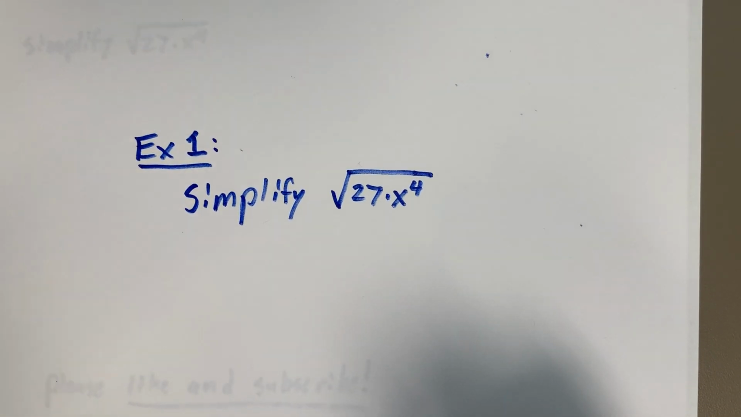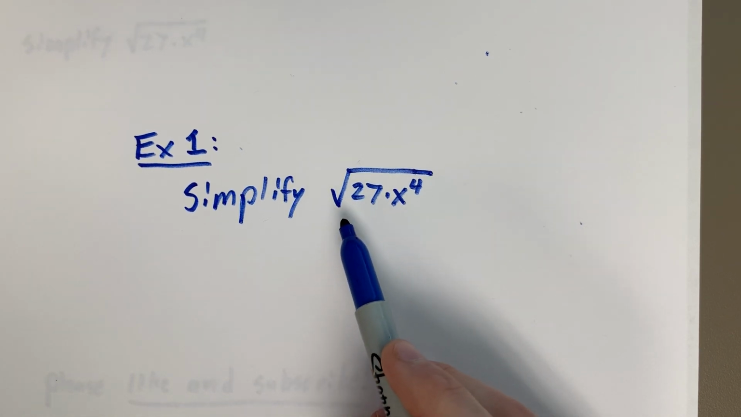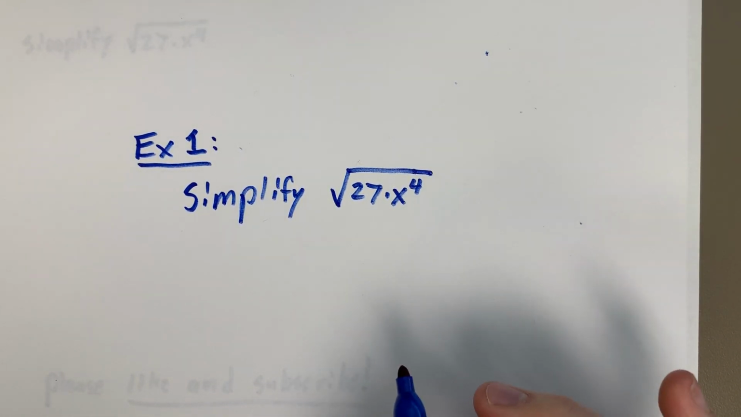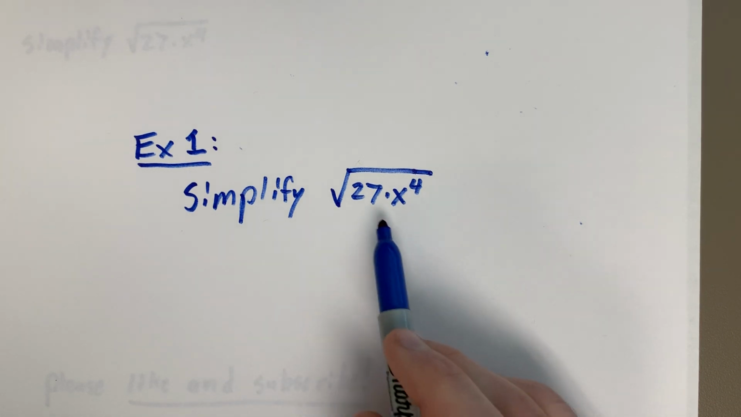All right, so now we're moving on to slightly harder examples. In this case, we're going to be simplifying the expression root 27 times x to the fourth. So this is our first example where we're dealing with variables inside here. However, this is going to work exactly the same way as prior examples. We want to get factors inside the radical to be in clusters of 2. So here's how we go about dealing with this.